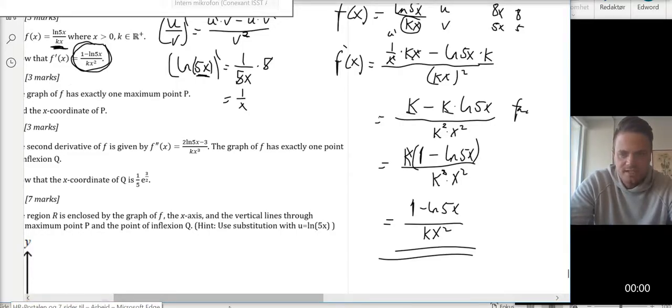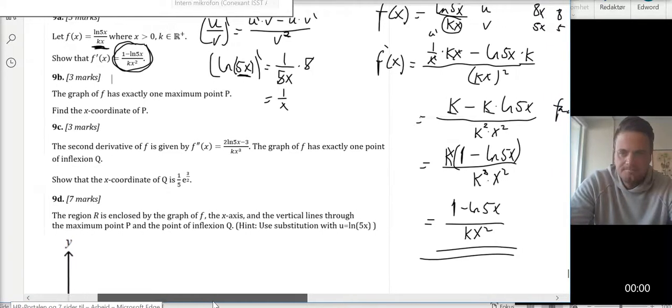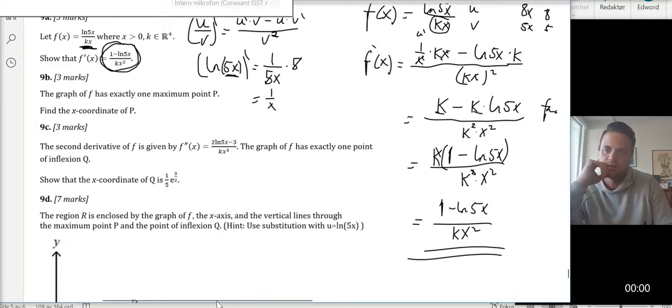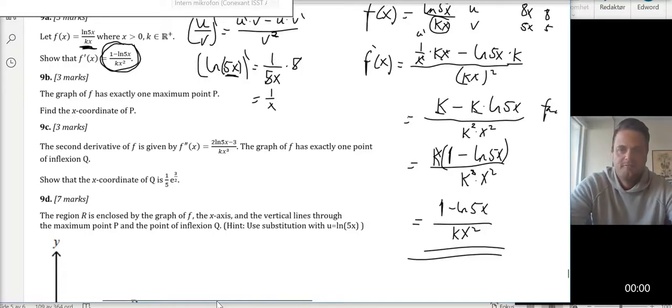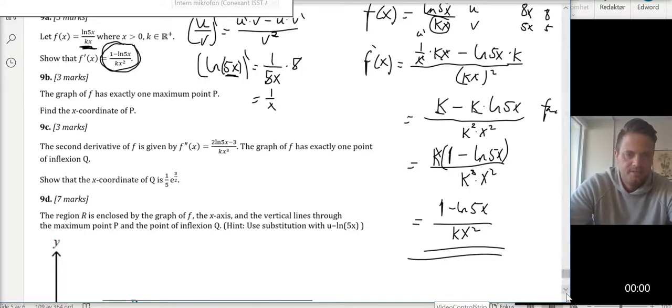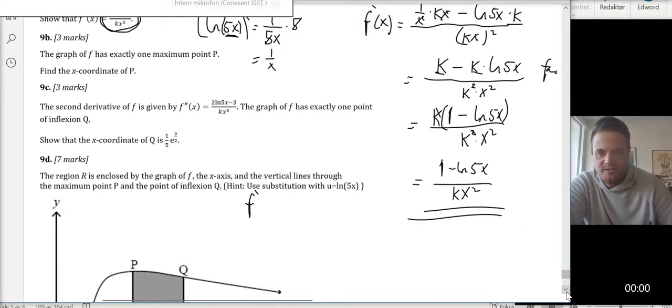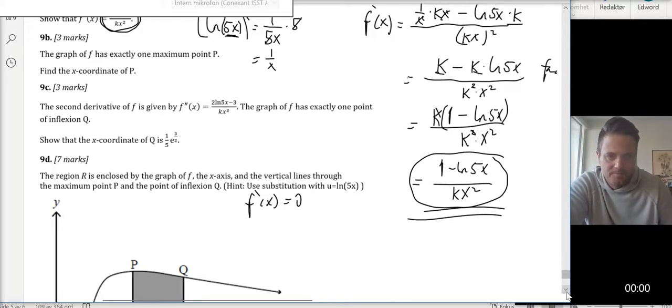So that was exercise A. And then exercise B, it says the graph of f has exactly one maximum point P. Find the coordinates of P, right? And if we want to find maximum or minimum points, we always set the derivative equal to 0. So we have to find out when this is 0. So put this equal to 0. And remember, if a fraction is equal to 0, then the numerator, as we talked a lot about, has to be 0. So I have to solve this equation here.